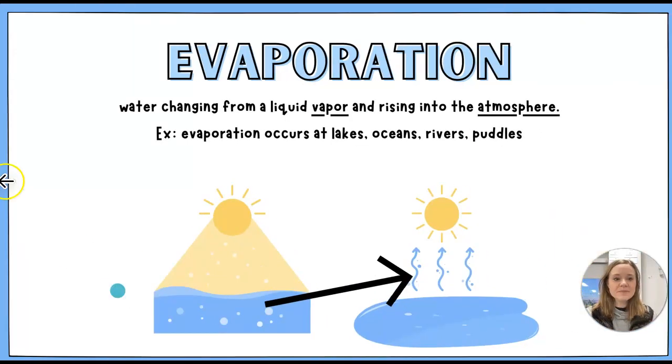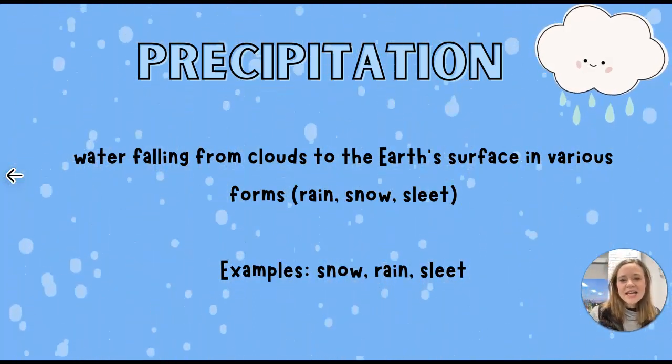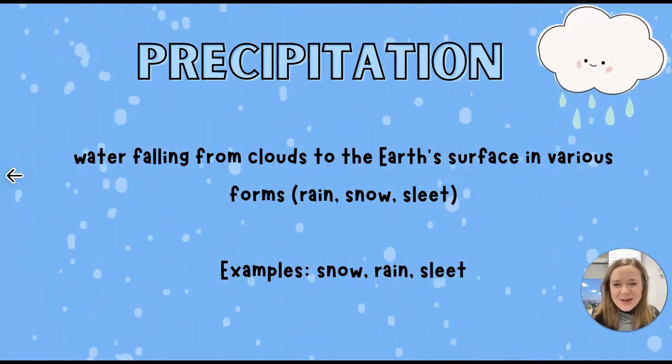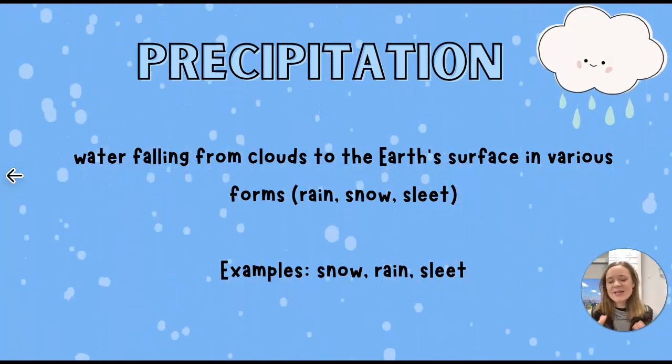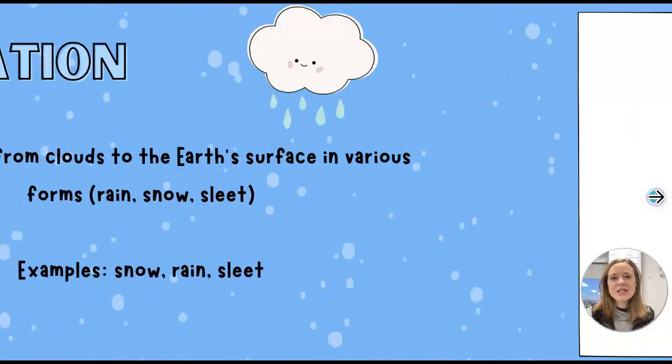I'm going too fast again. Precipitation is water that falls from the sky, or from the clouds, to Earth's surface. Rain, snow, sleet. Those are pretty straightforward examples of precipitation.